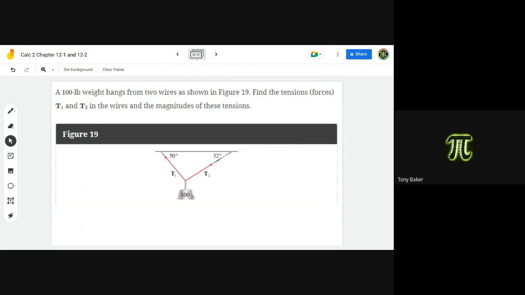All right. So I have a 100-pound weight. It's hanging from 2 wires. I want to find the tensions in the wires and the magnitude of these tensions. Okay. So the first thing we have to do, we're talking about vectors. I need a vector.